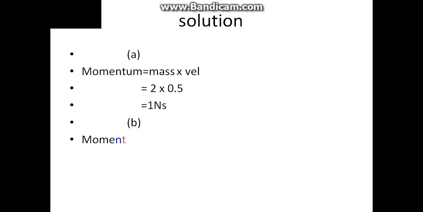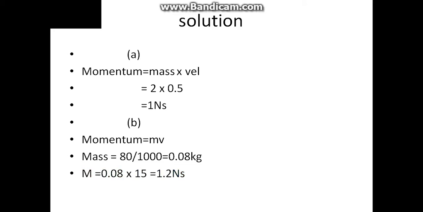B. Momentum is mass times velocity. The mass is in gram. To convert it to kilogram, we divide it by 1000 to give us 0.08 kilogram. Then momentum is equal to mass 0.08 times velocity 15, which gives us 1.2 Newton seconds.